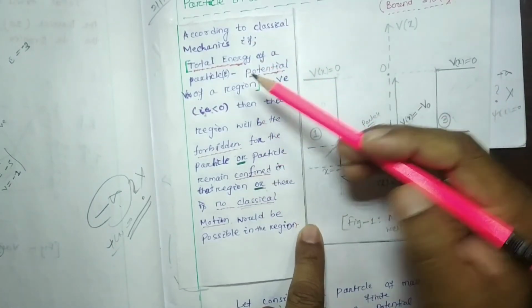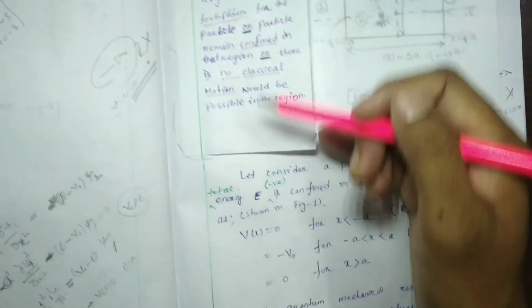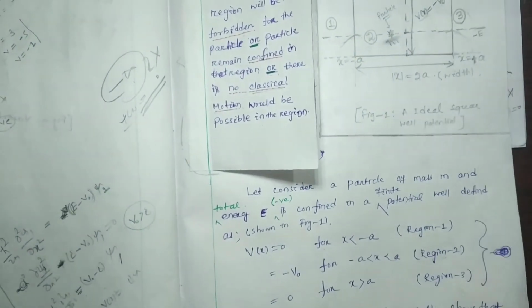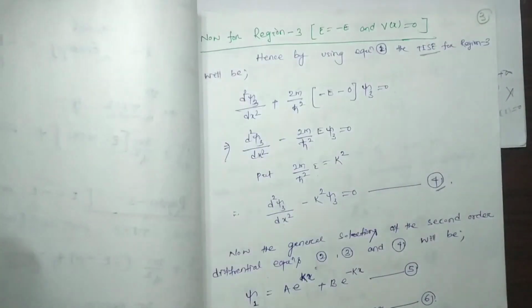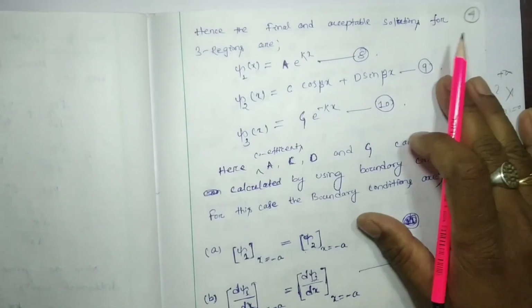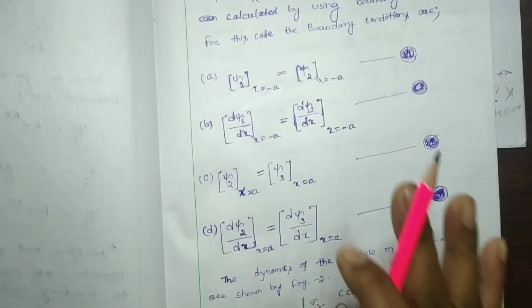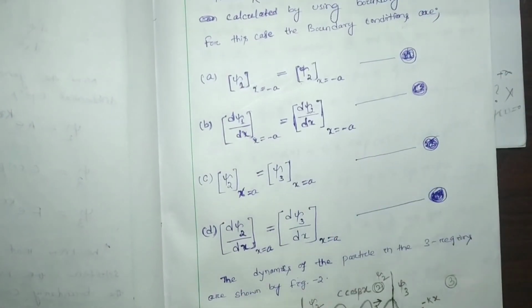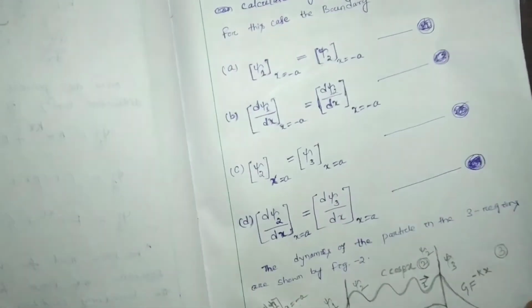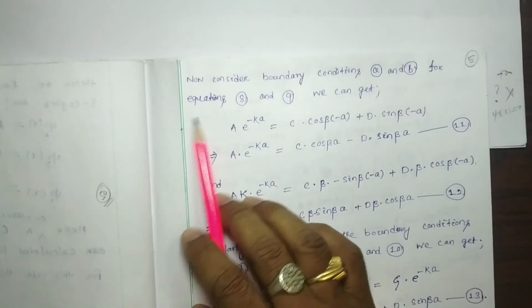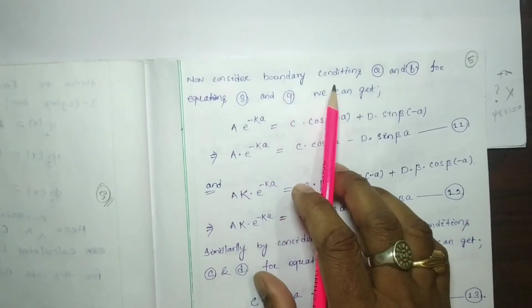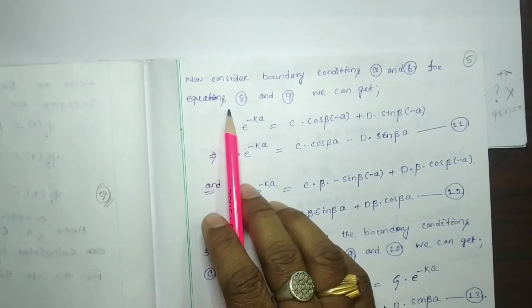I explained each and every word of this note, up to the first page, second page, third page, up to the fourth page, in detail. You have to write down your note, complete it perfectly, and be ready for the next class, where we have to start from here: consider boundary conditions A and B for equations number 8 and 9. We get this one.